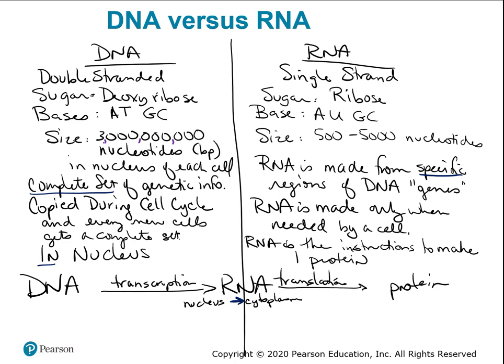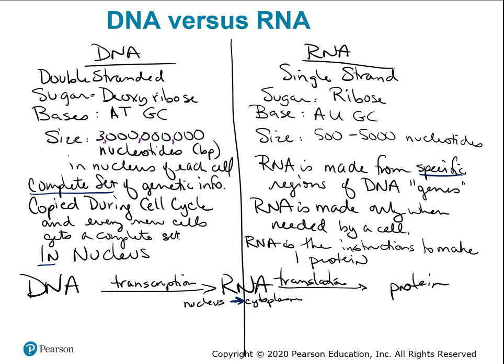RNA, though, is just a single strand. So RNA doesn't form that double-stranded helix. It is just a sugar-phosphate chain, and the sugar is ribose instead of deoxyribose. And the bases have that one difference. Instead of T, there's a U. RNA is much smaller. RNA is typically only 500 to 5,000 nucleotides compared to 3 billion, so much smaller in size.